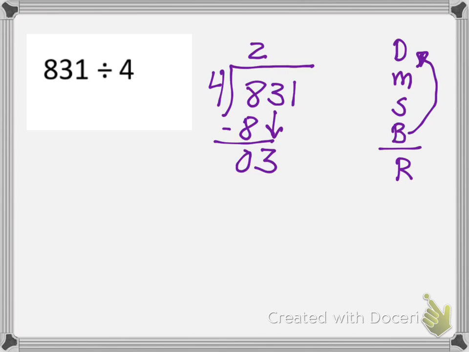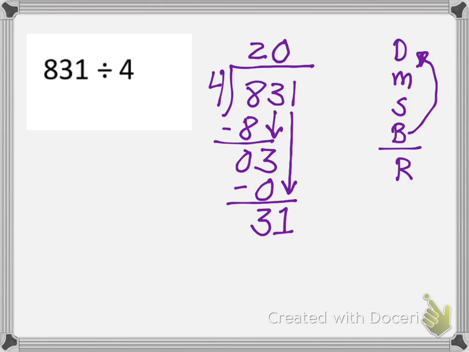Now, 4 times what gives us 3? There's nothing that gives us 3 except 0. Because 0 times 4 is 0. It's the closest we can get without going over 3. So we put a 0 here. 0 times 4 is 0. And then we subtract. And we get 3. After we subtract, we bring down, and it becomes 31.